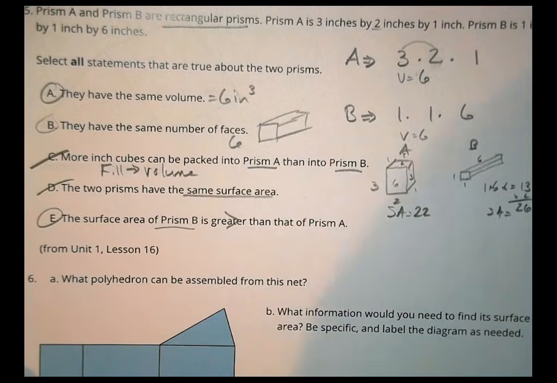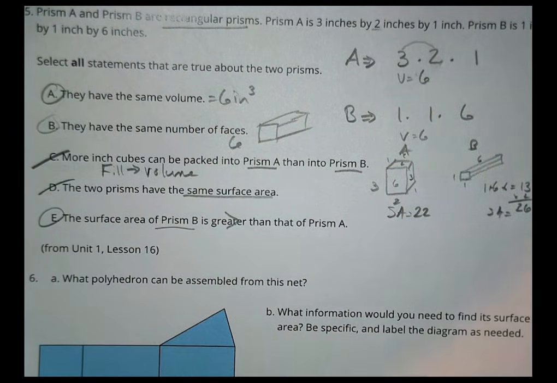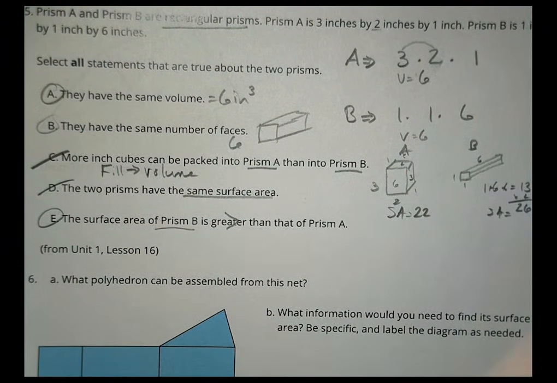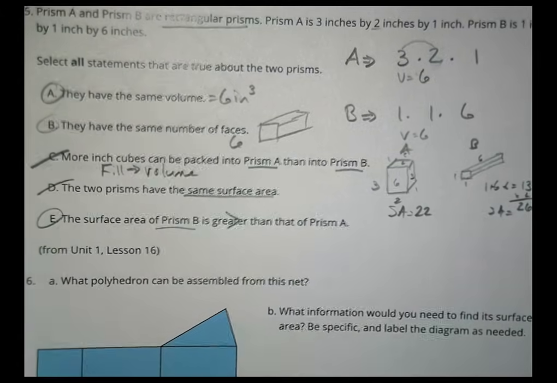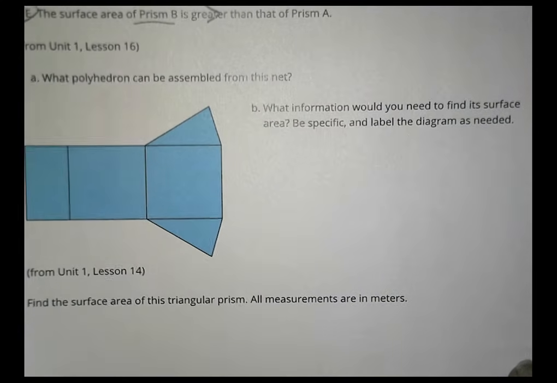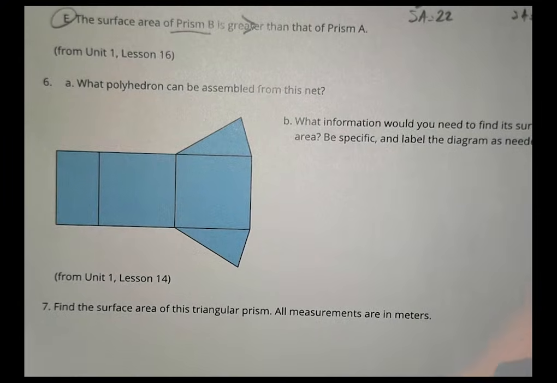So number 5 was a long problem, lots of things to do there to find the surface area and the volume of two different rectangular prisms. But that's something you got to be able to do for this unit, and we're getting to the end of it anyways. Number 6, what polyhedron can be assembled from this net?